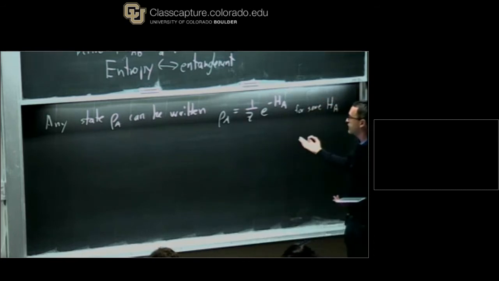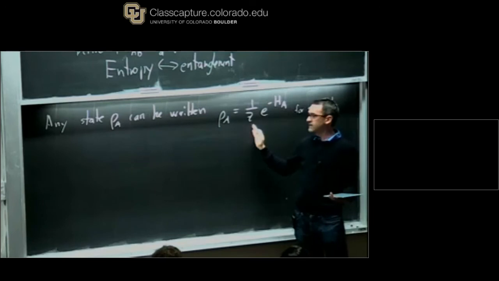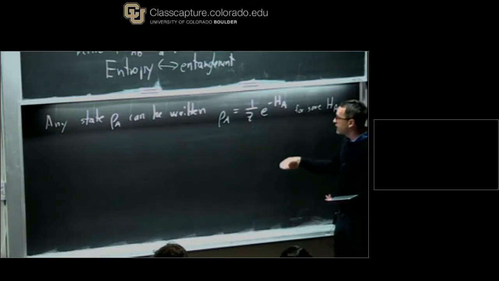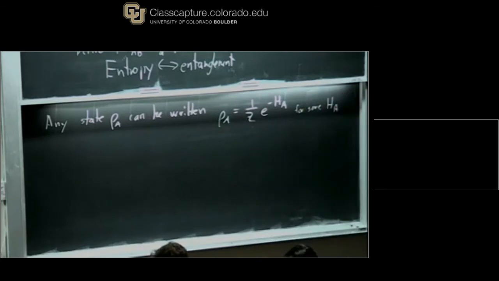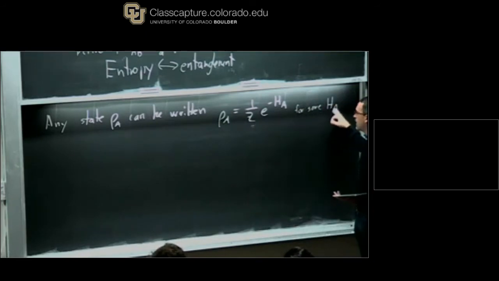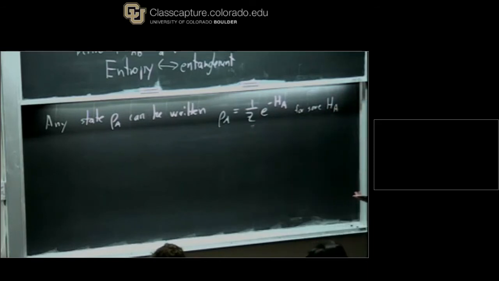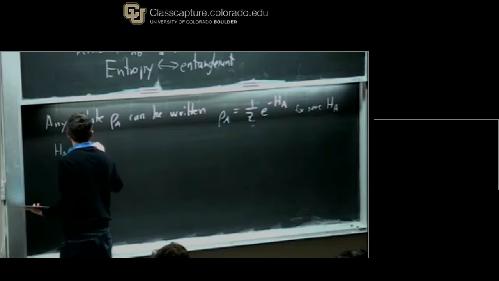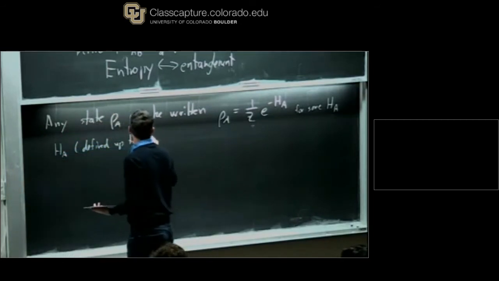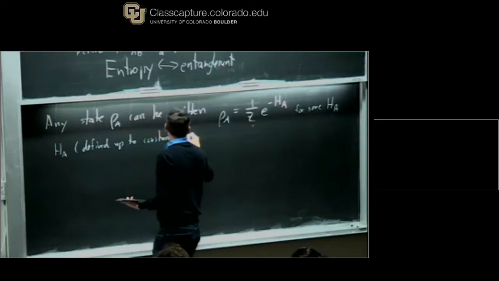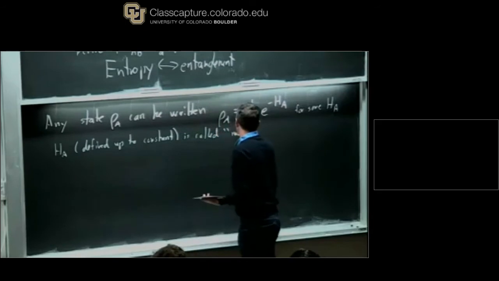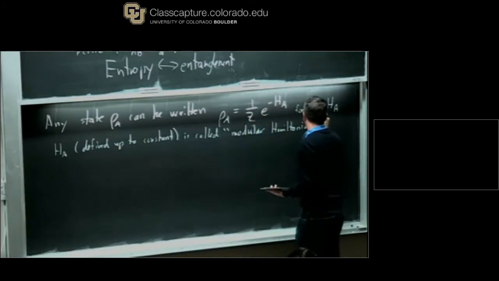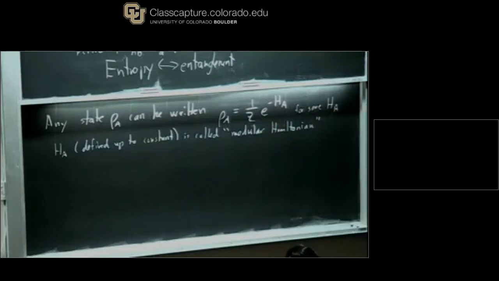HA is actually only defined, so you can take HA just to be minus the log of rho sub A, and then Z is 1. But sometimes it's convenient, as we'll see, to choose HA to be something else such that Z, the normalizing factor, is not 1. Okay? So this is just for convenience. We give ourselves this freedom to shift H in some useful way, and then we get some non-trivial Z. And HA, which is defined up to an additive constant, is called the modular Hamiltonian. This term modular arises from algebraic quantum field theory, where this plays an important role.